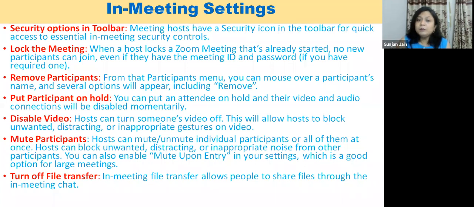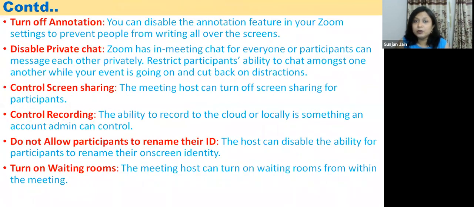Then you can mute the participants and you can take the control from them. If you take the control from them, they will not be able to unmute until and unless you tell them to unmute. Then turn off file transfer. In a meeting, we have the facility of transferring files also, like we can transfer a Word or Excel file through the chat box. So we can turn off the file transfer also. Next is turn off annotations. The scribbling that the students do on the screen can also be easily turned off.